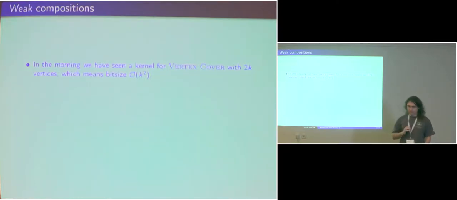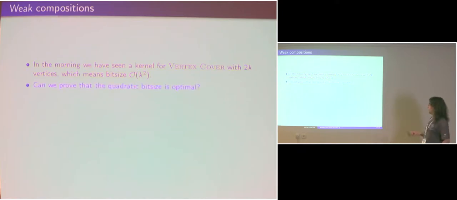So let me now talk a little bit about weak compositions, another variant of composition. In the morning we have probably shown that there was a kernel for vertex cover. I remember, I looked at the board at some point. There was a kernel for vertex cover which had 2k vertices. This was the one that was via the LP tools. So this kernel can be encoded in k-squared bits, right? By just encoding the matrix. So this is a kernelization into bit size k-squared.